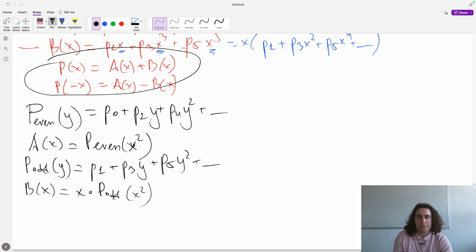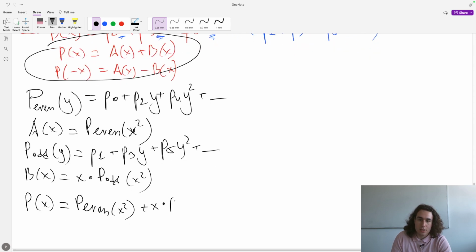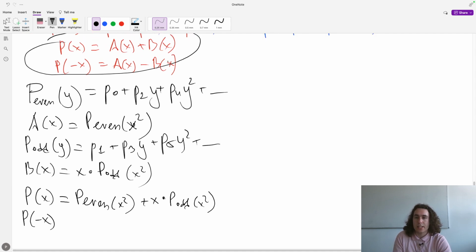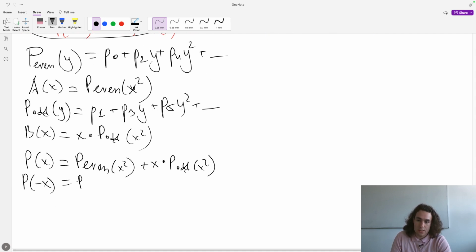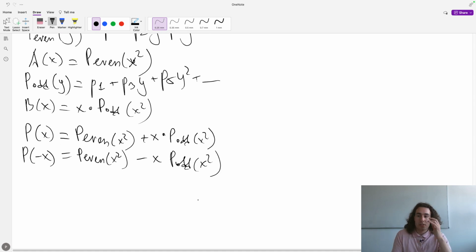Let's put this knowledge into these formulas, right? We know how to get a from p even, how to get b from p odd. Let's use it here. So basically we have p of x is p even of x squared plus x times p odd of x squared. And then for p of minus x, we have the same thing, but just with a minus, right? P even of x squared minus x times p odd of x squared. Great. We achieved what we wanted, right?